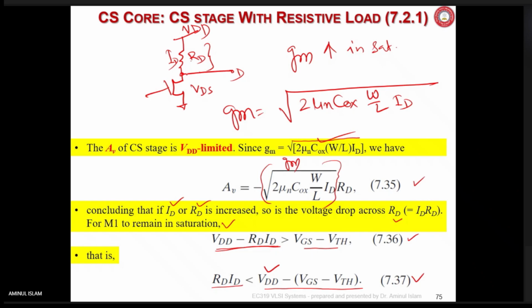Voltage across the drain of this MOSFET M1 is what? Voltage here minus this voltage drop across RD. Okay, that's what is written here. This is nothing but VDS. Is it understood? Is it not VDS? Yes, sir. Okay.